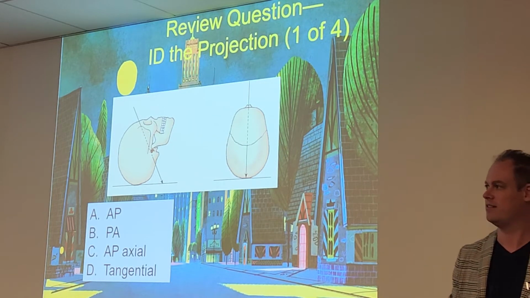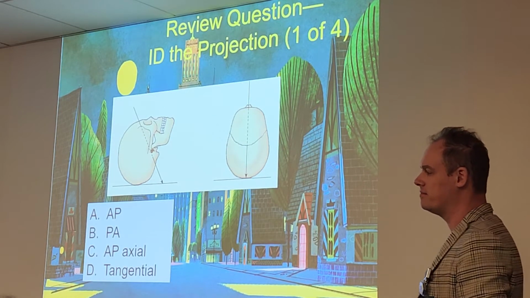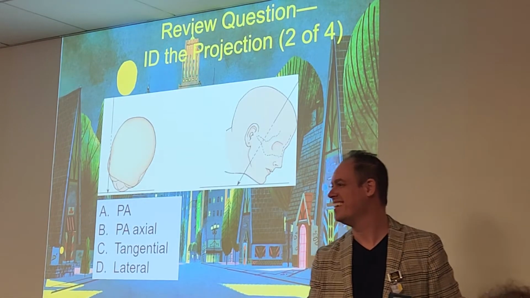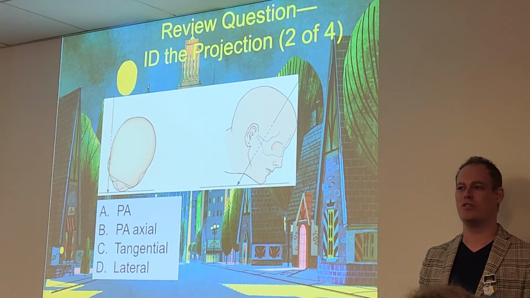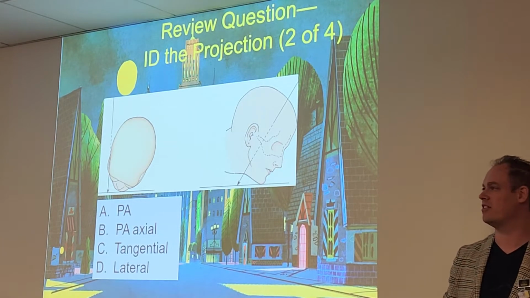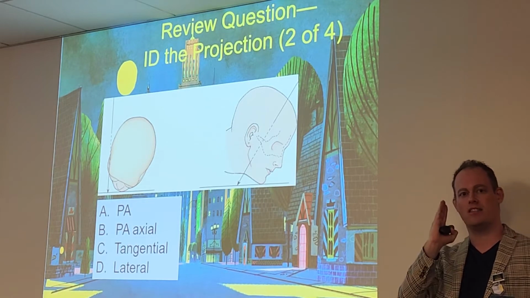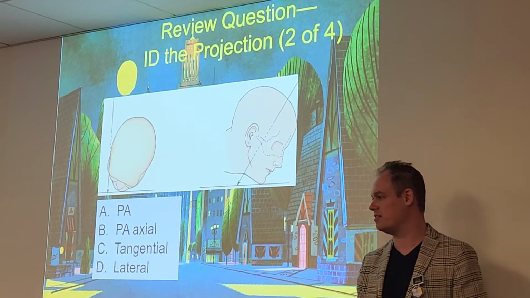Y'all see that? So what would make it a tangent? There we go. There's your tangential. That means we have the skull tilted. See how the skull's tilted? And it's hitting that curved surface of the side of the face. That'll be our tangential projection.